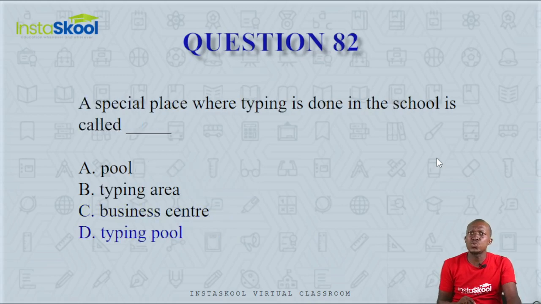Question number 82. A special place where typing is done in the school is called dash. Do you have a typing area in your school? When you have a special place where documents are typed, whether questions or letters or correspondence of any type, it is called a typing pool. You have different typists, various typists in that area doing typing. It's called typing pool.